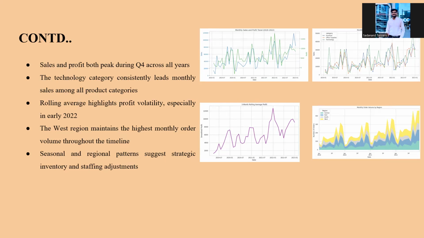So in this slide, the trends of individual months are discussed in more detail. The technology category yields high sales in each and every quarter. The volatility of the profit is illustrated in the rolling average plots, whereas the order volume by region underlines the superiority of the West once more. Such trends confirm the necessity to improve the planning of inventory and regional fulfillment.